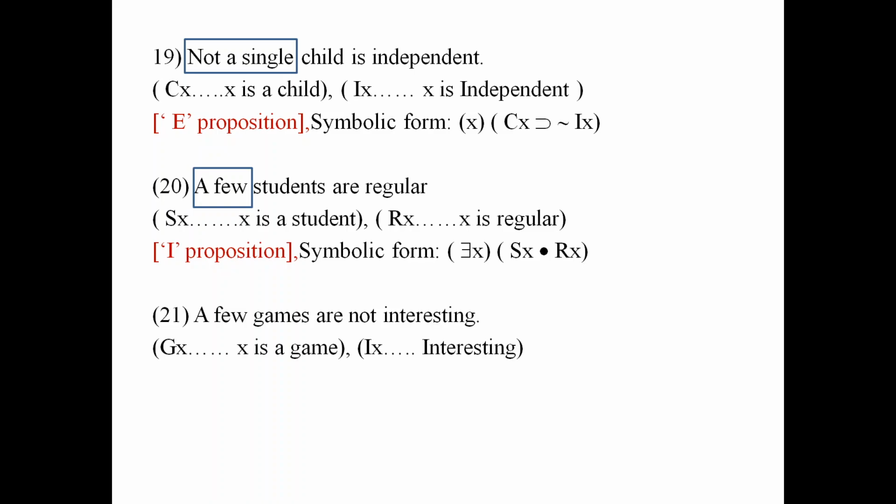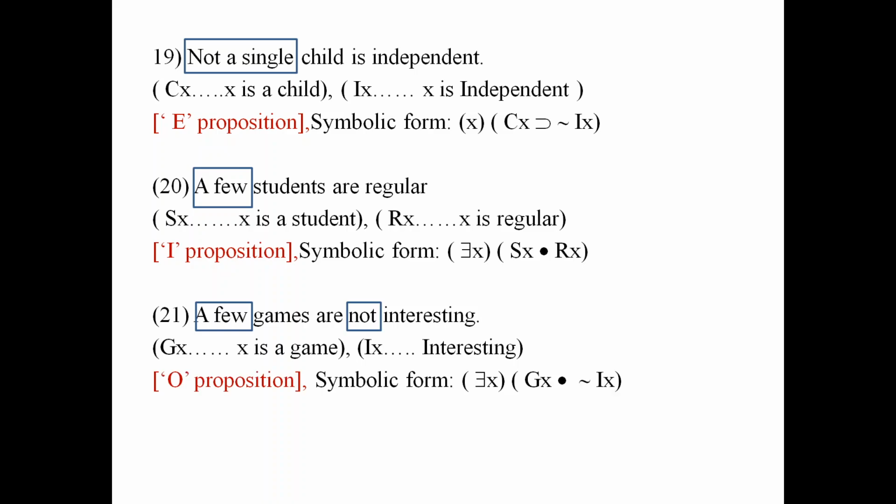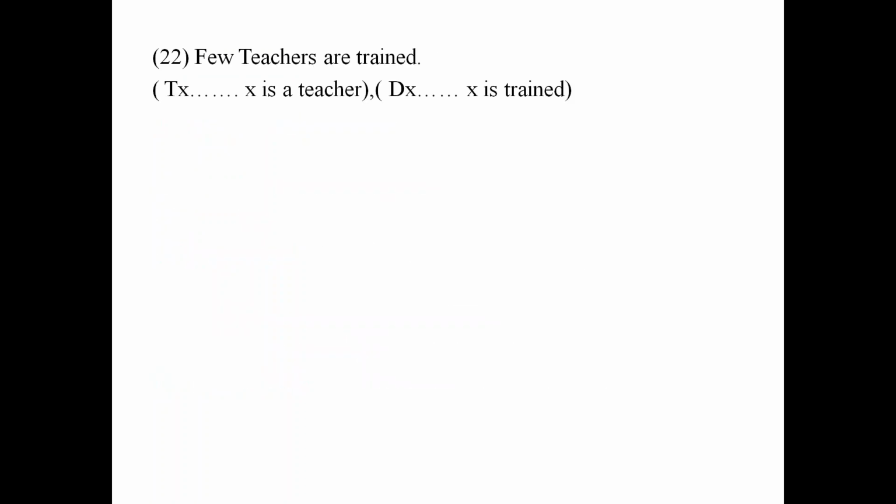21st, a few with not is used, so it's an O proposition with two classes, and the symbolic form will be existential quantifier phi x dot curl psi x. So instead of phi you will write G, instead of psi you will write I. So the given expression will be written as existential quantifier Gx dot curl Ix, and it will be read as there is at least one x such that x is a game but x is not interesting.